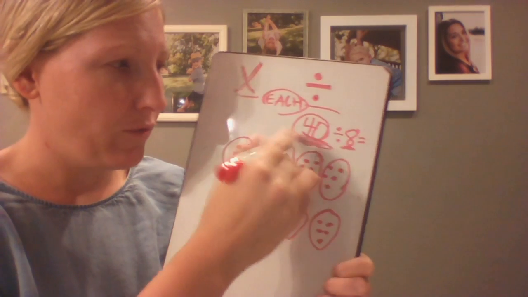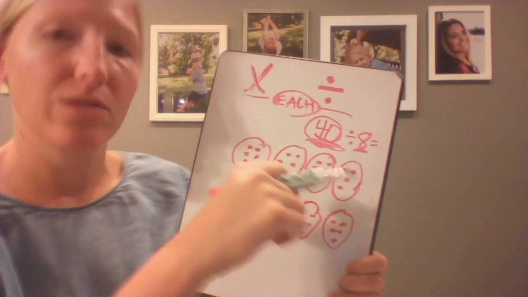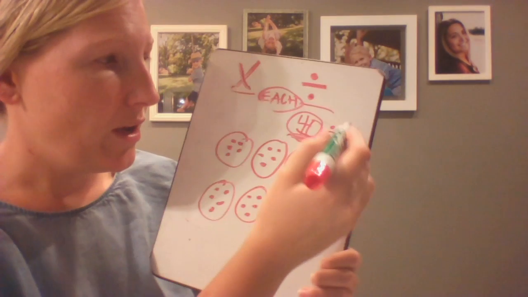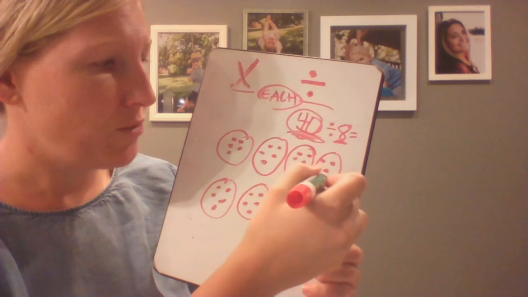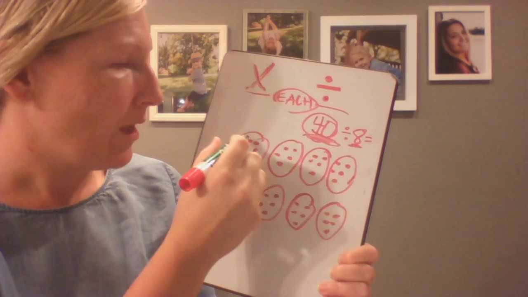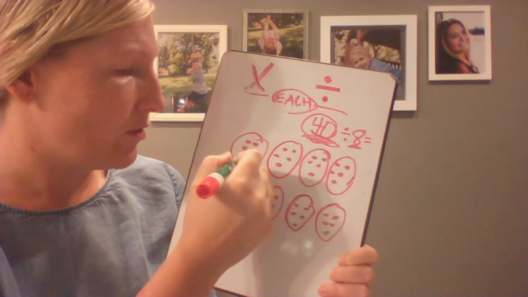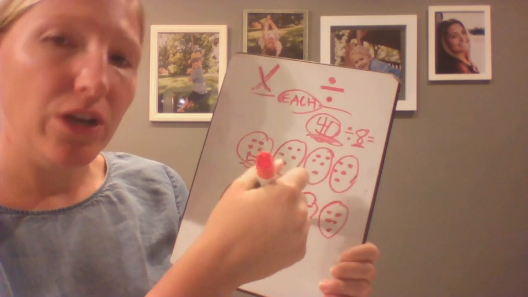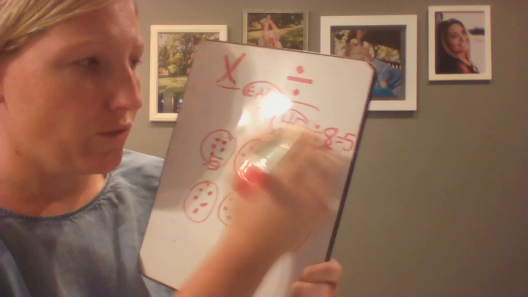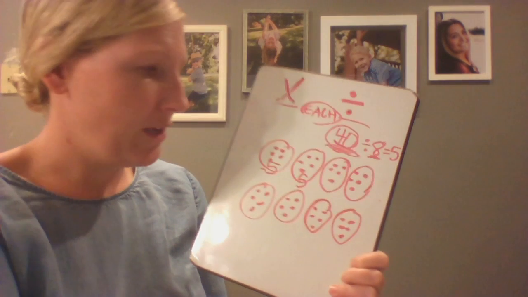I sorted all of my 40 jelly beans out into my 8 bags or my 8 groups. So now, in order to see how much I have in each bag, all I have to do is count what's inside of one bag. 1, 2, 3, 4, 5. So there's 5 inside of that one. I usually check a couple to make sure I did it right. 1, 2, 3, 4, 5. Yep, there's 5 inside of that one. 40 divided by 8 is equal to 5.